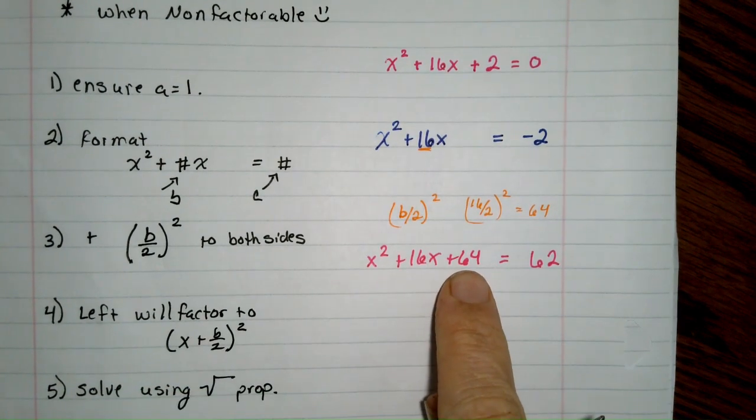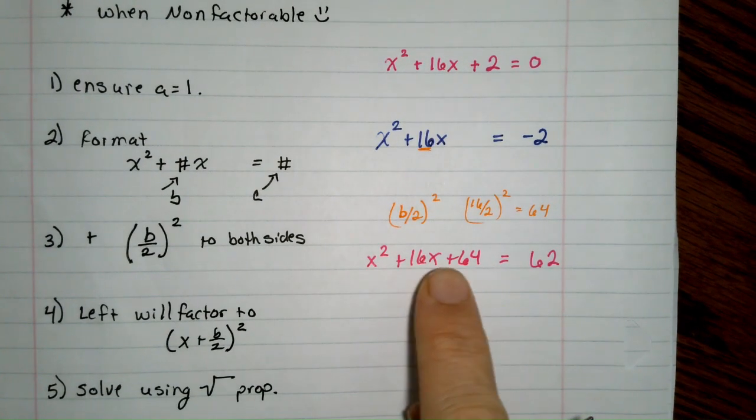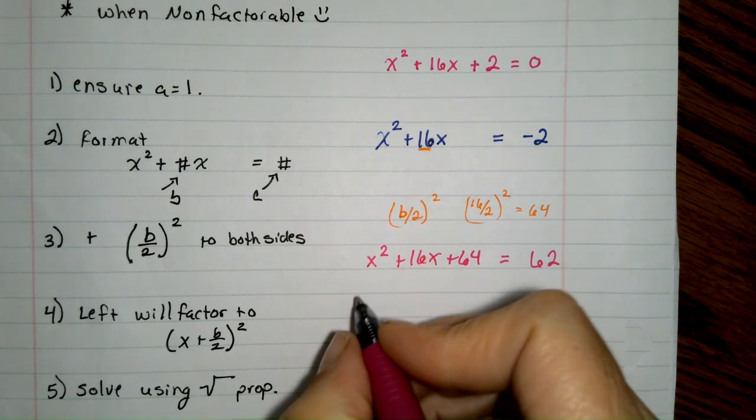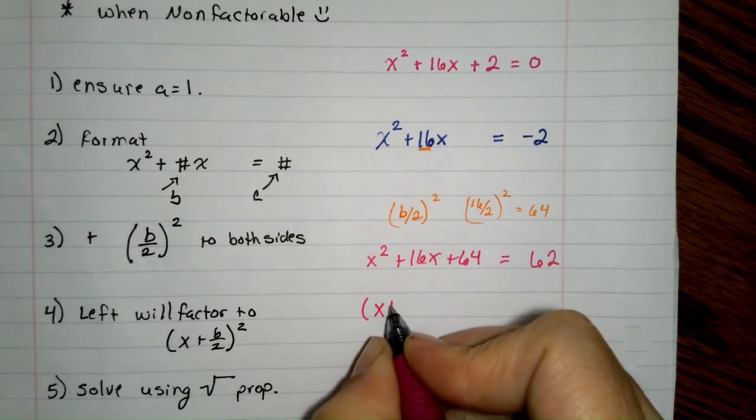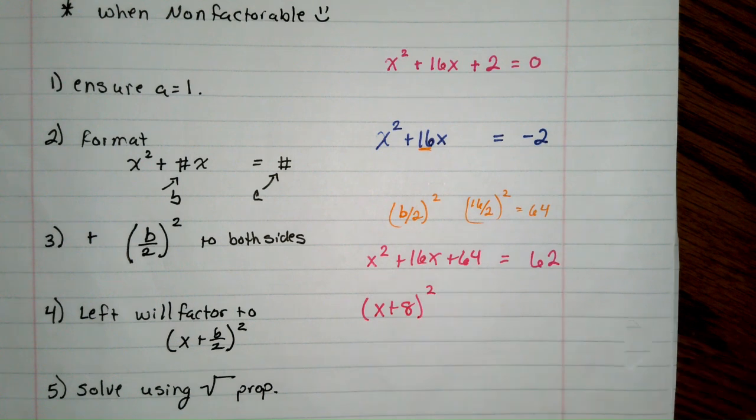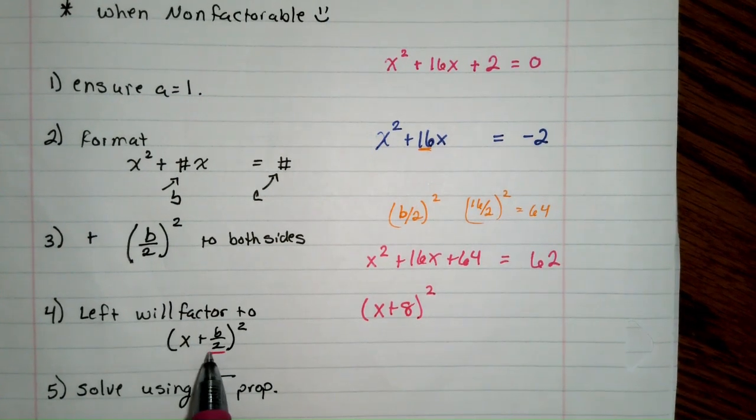Now, if you agree, 8 times 8 is 64, and 8 plus 8 is 16. So I could factor it to x plus 8 times x plus 8, which, don't you know, hey, that's b divided by 2.